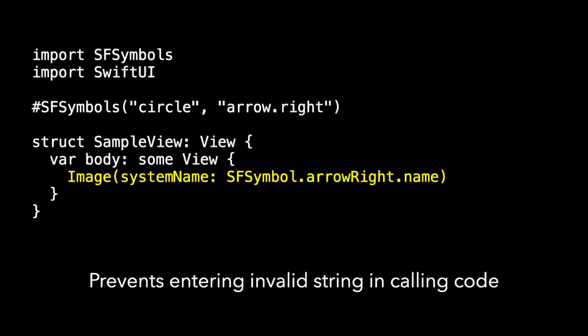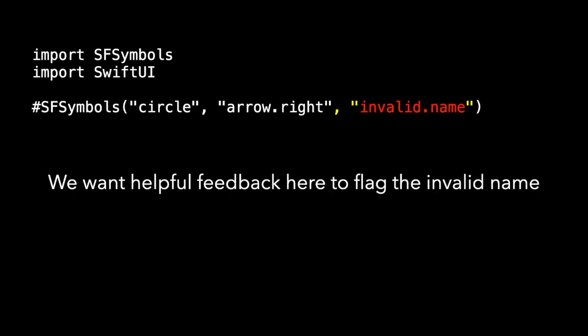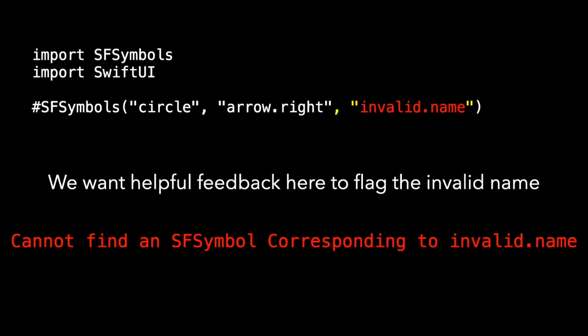There is, however, the possibility that when we create our SF symbols using this macro, we could enter a name that isn't valid. In this case, we'd like helpful feedback at this point to flag the invalid name. So for example, I'd like to see something like this: cannot find an SF symbol corresponding to, and then actually tell me what the symbol is that I've typed in. We'll accomplish that using Swift Diagnostics.